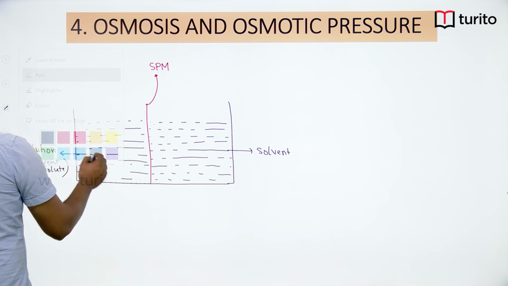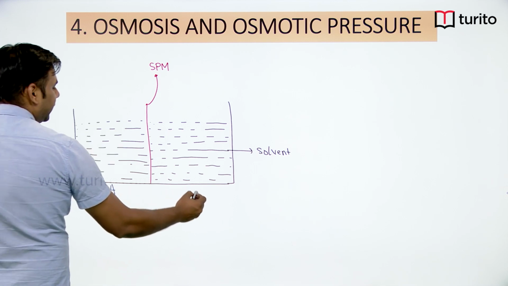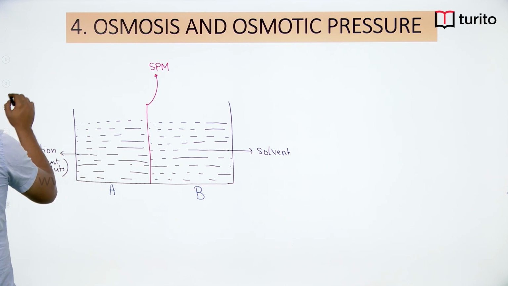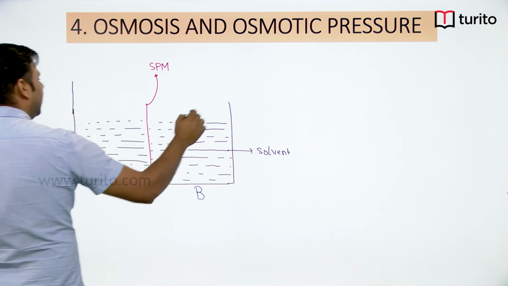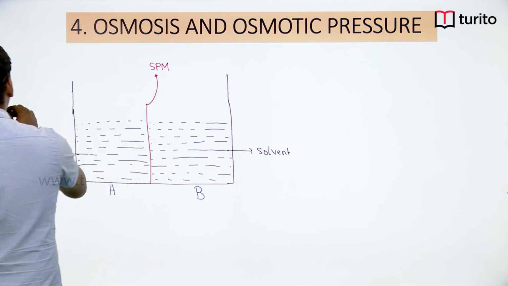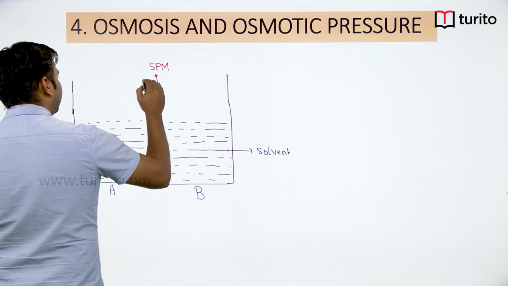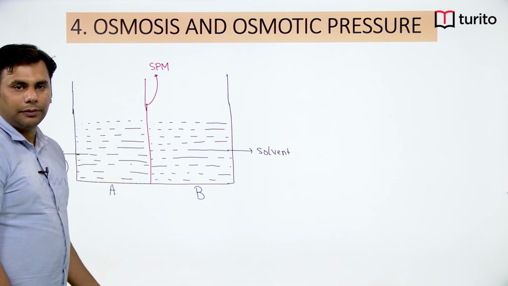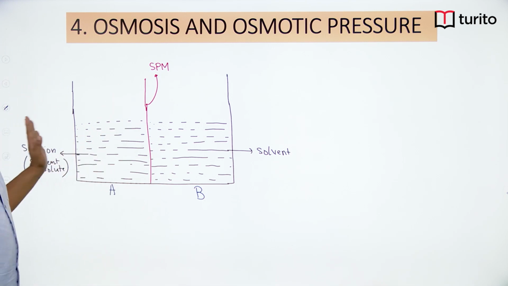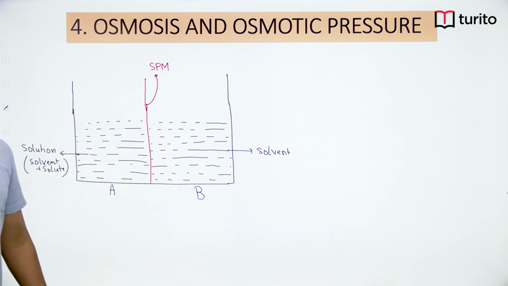Let us call this chamber as A and this chamber is B. Okay, so we have divided the two chambers using a semi-permeable membrane. Side A has a solution which is having a solvent as well as solute. Side B has solvent over here.